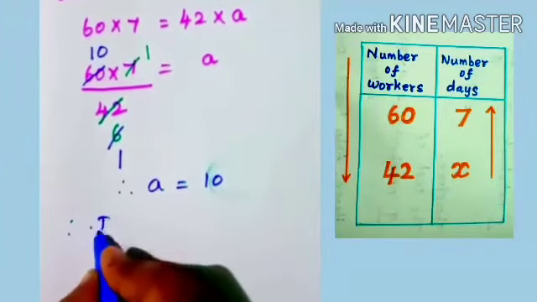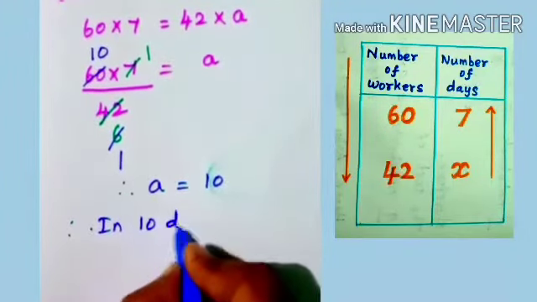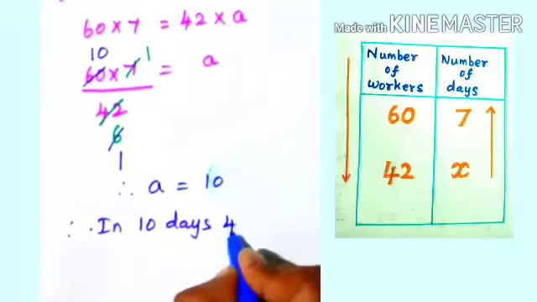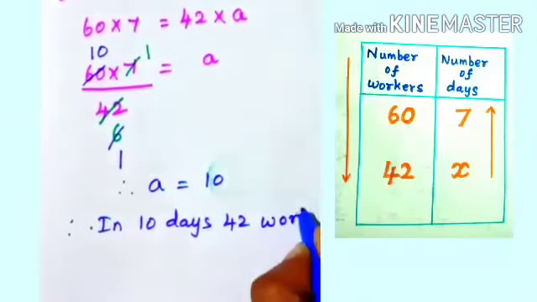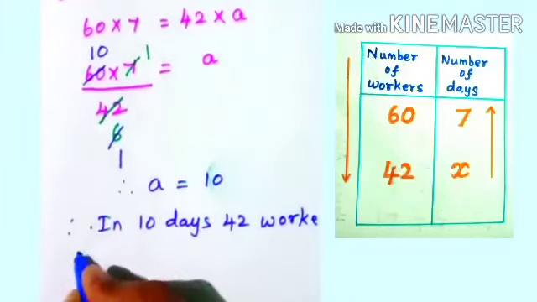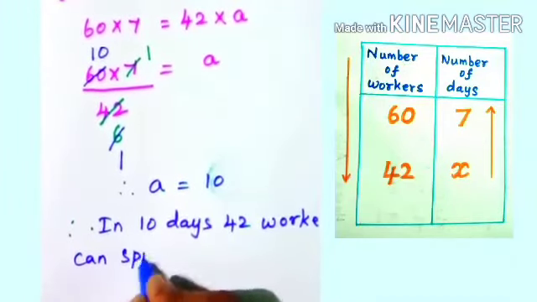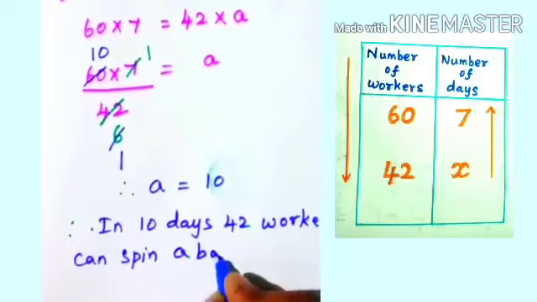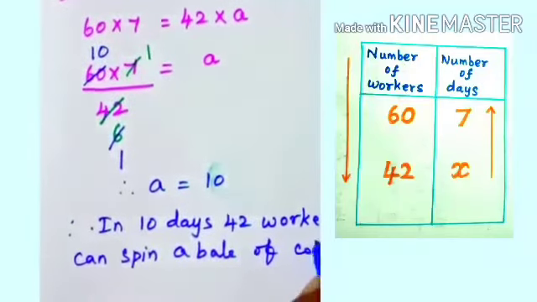Therefore, in 10 days, 42 workers can spin a bale of cotton.